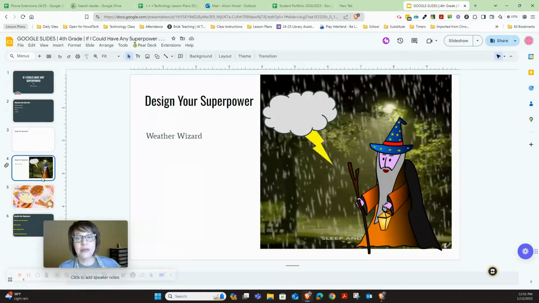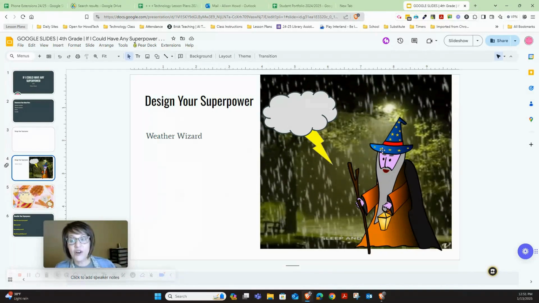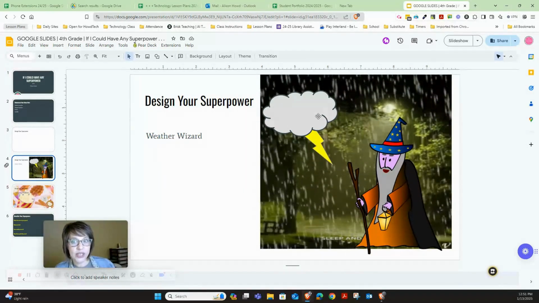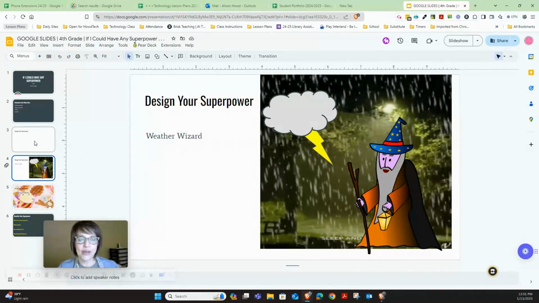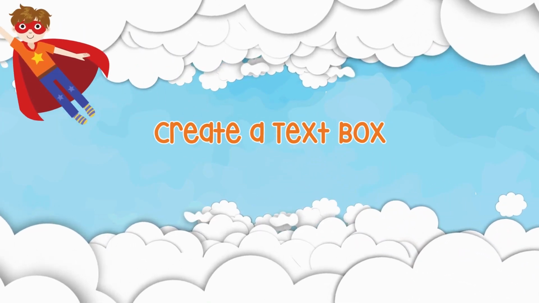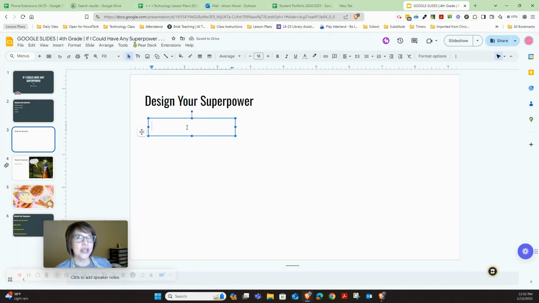Example here, I want to be a weather wizard. So let me show you how I did that. I've inserted a GIF. I've also inserted an image of a wizard and then a shape of a cloud and a shape of a lightning bolt. So let's just go ahead and show you how I did that. First I'm going to click my text box and then use my mouse to create a text box, because with Google Slides, you can't just start typing. You have to actually include a text box to put your words.